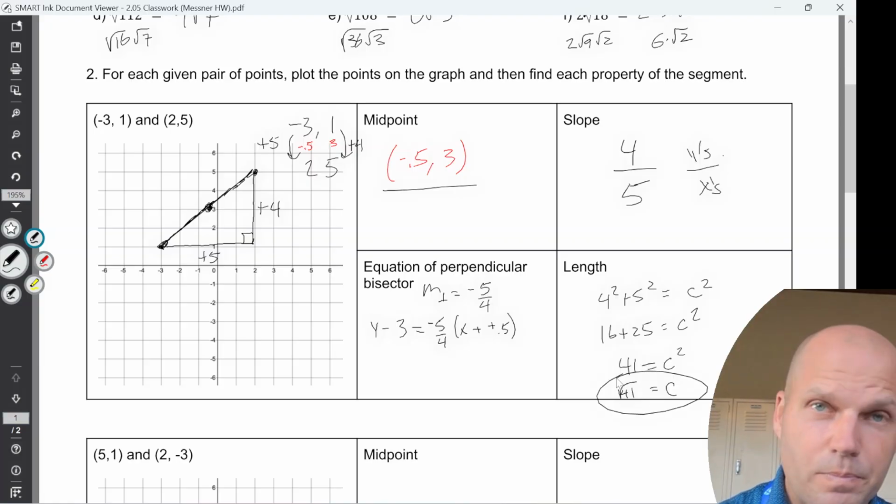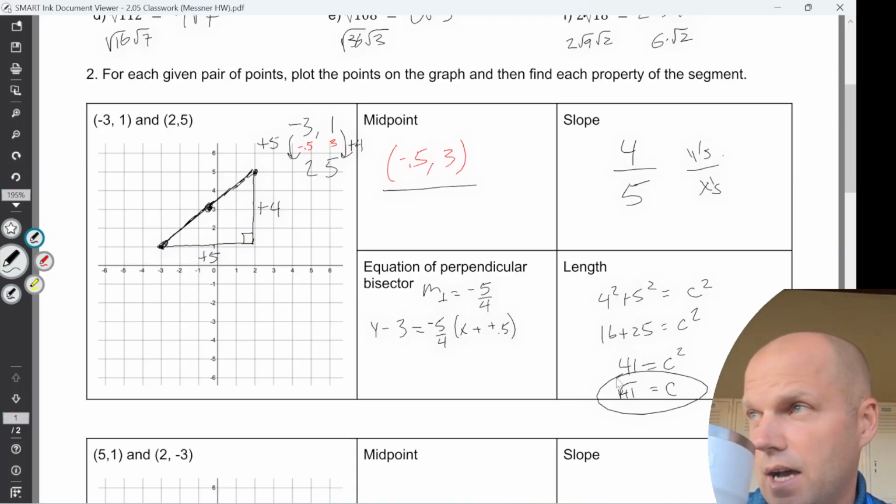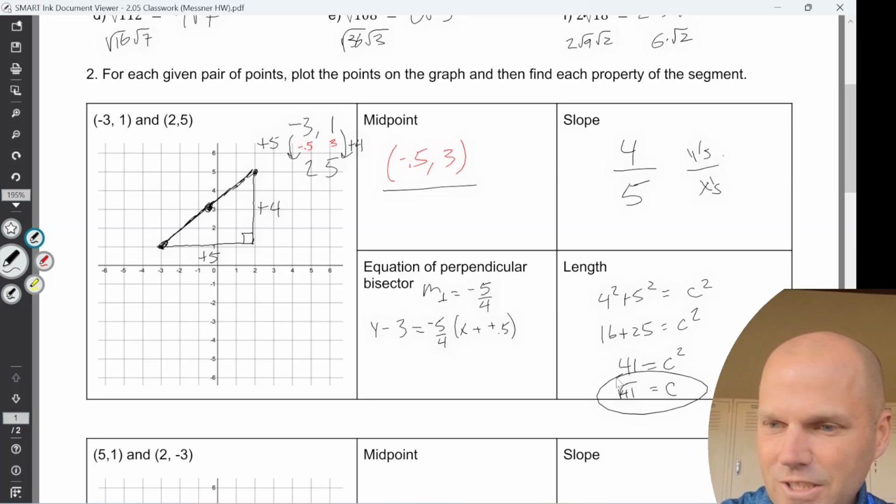We will attempt to simplify the square root of 41. Divided by 4, divided by 9, divided by 16. None of them work, so this is perfectly simplified. Okay?